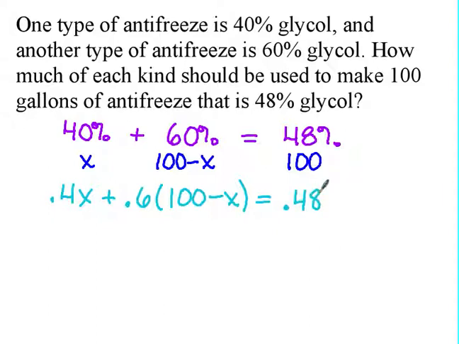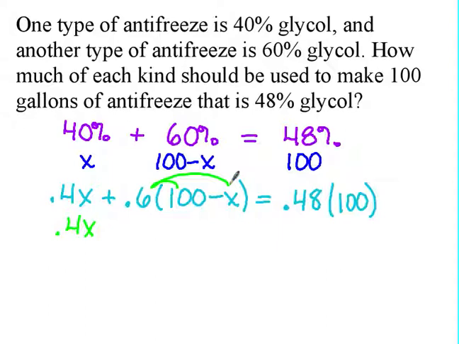0.48. And then what? Not over. Times 100. So all I'm going to do is multiply those two rows. So now I just need to solve this. First thing I'm going to do is leave my 0.4x alone right now. And then let's go ahead and distribute those two.